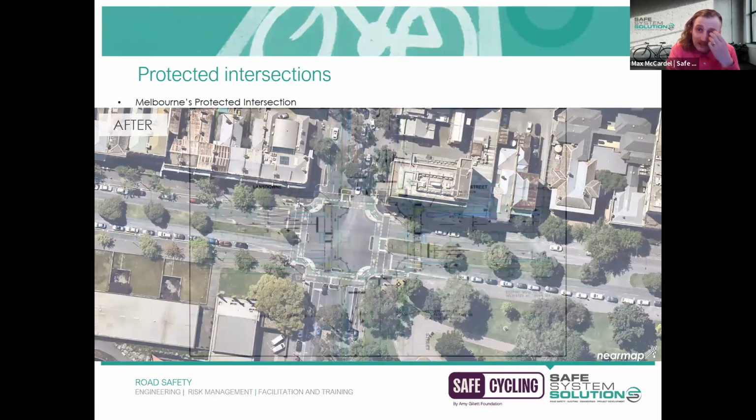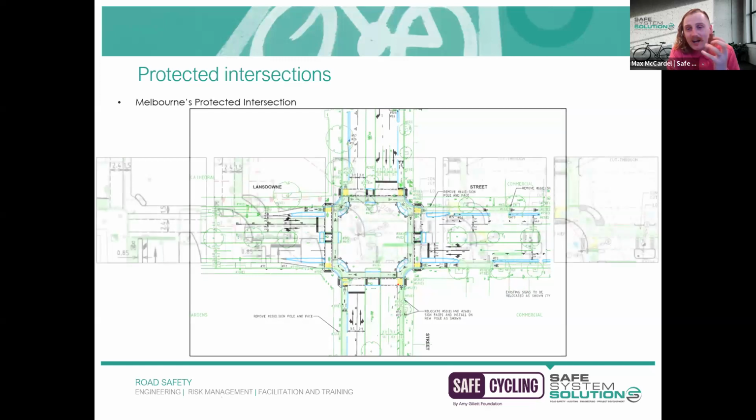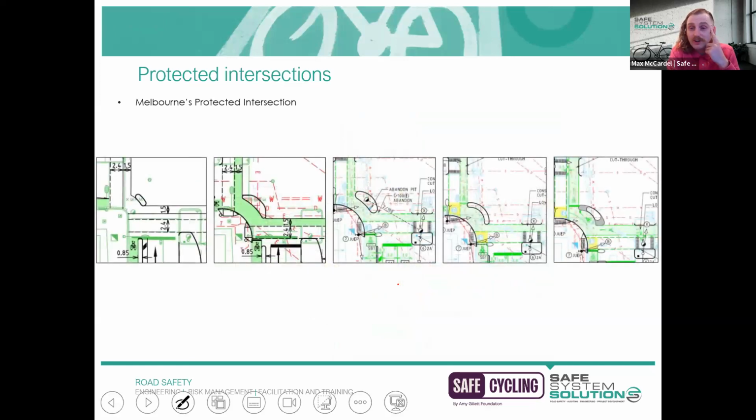So because this was Melbourne's first protected intersection, there was, of course, a lot of stakeholder engagement. So local bicycle groups, City of Melbourne, VicRoads or the Department of Transport, other stakeholders, all sitting down and working out whether this is going to be appropriate for our local context, and what we can do to help mitigate that risk.